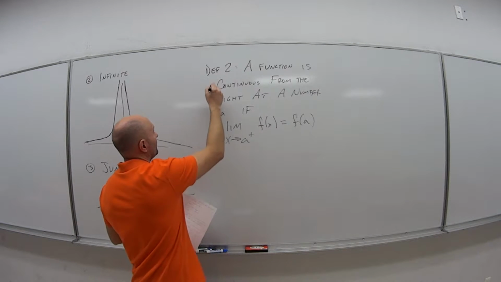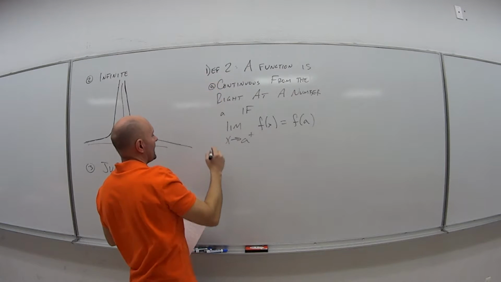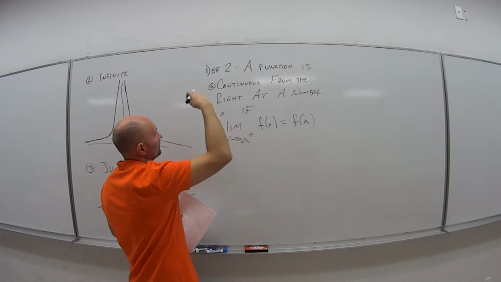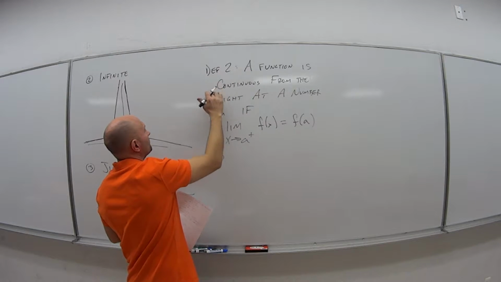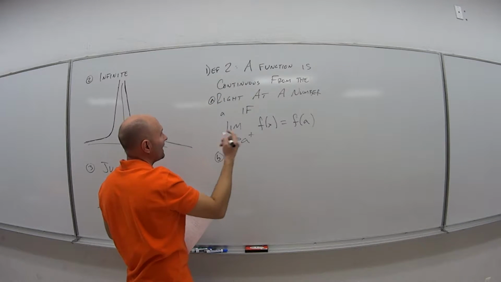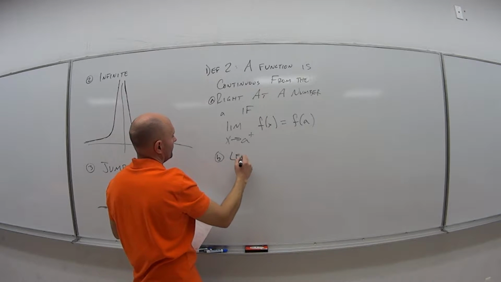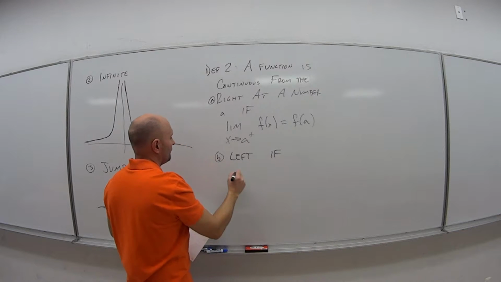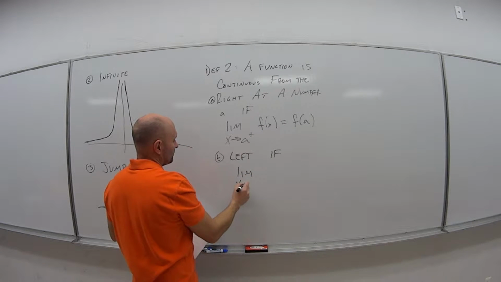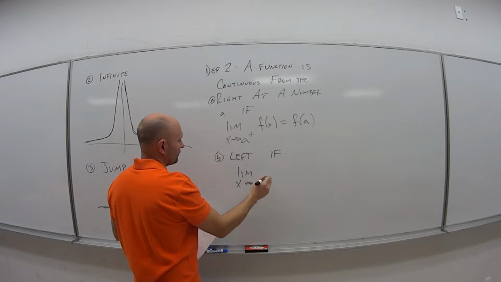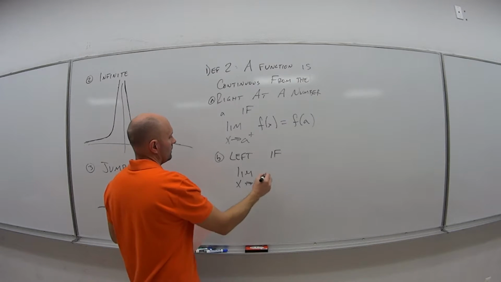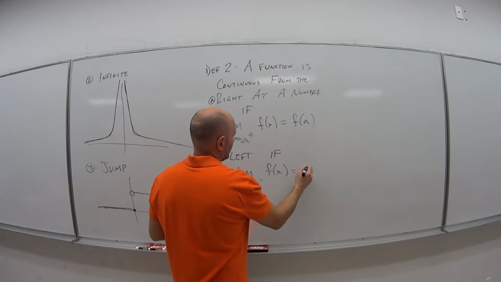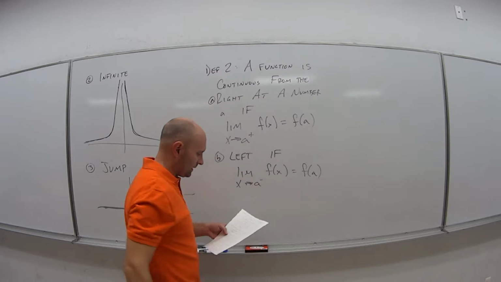And so that's, I guess we'll call that A, and then B, a function is continuous from the left if, and then same idea, the limit as x approaches a from the left side, so it gets the little minus sign, of the function f of x is also equal to f of a.